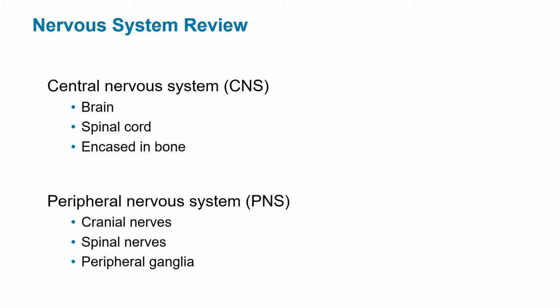The peripheral nervous system, things we're going to talk about with this, is the cranial nerves, the spinal nerves, and the peripheral ganglia. So these are the different types of nerves and different areas that we are going to talk about as we go through this.